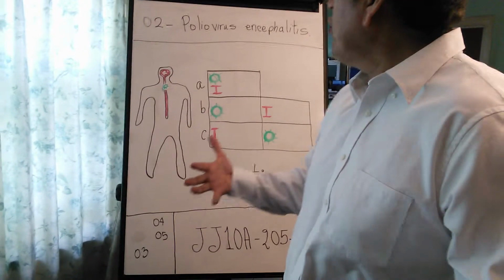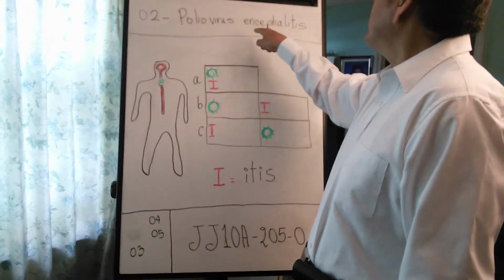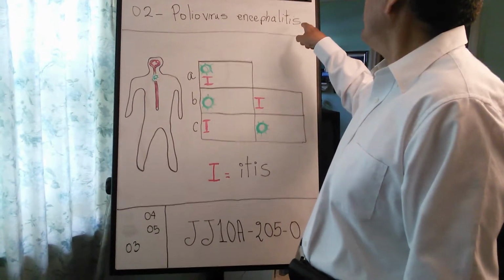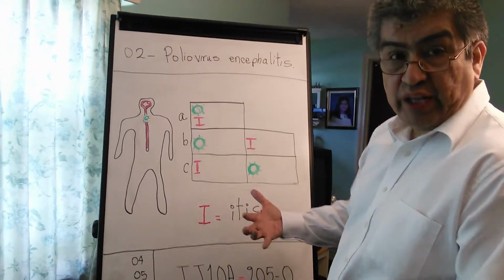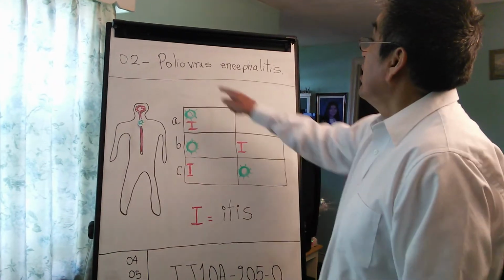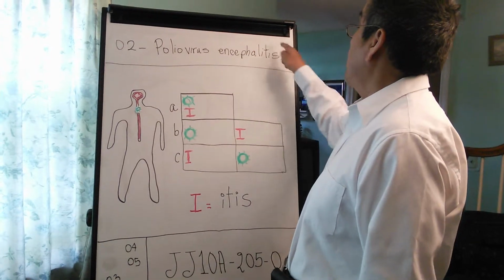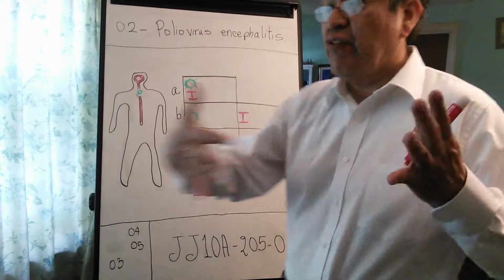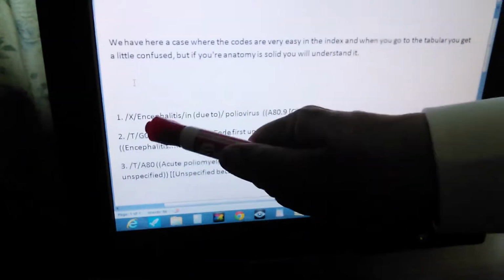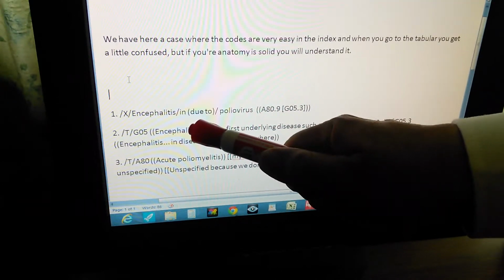Now, the one that we're doing today is number 2, poliovirus encephalitis. So, the first step is to identify the infection. How do I identify the infection? By the itis. We go to the problem and you say encephalitis. So that is our problem. That's the infection, encephalitis. So if you follow me on the path here, the first step is we go to the index and we look for encephalitis.